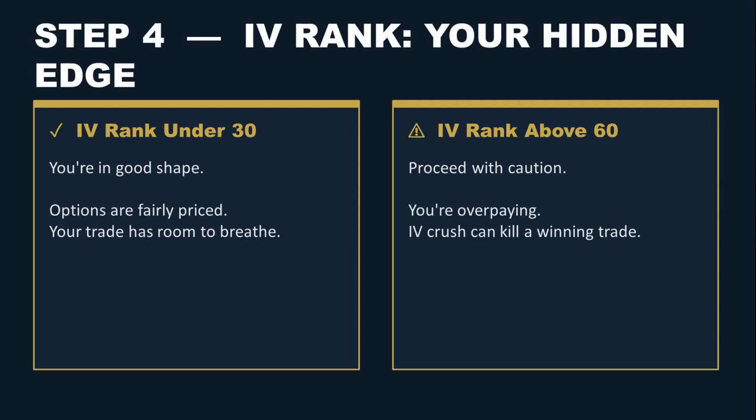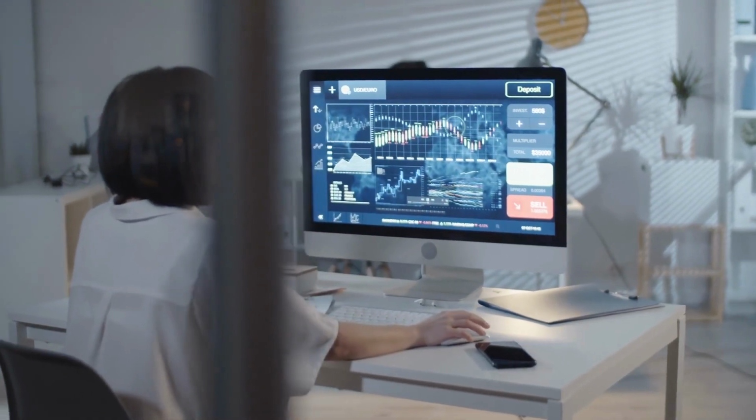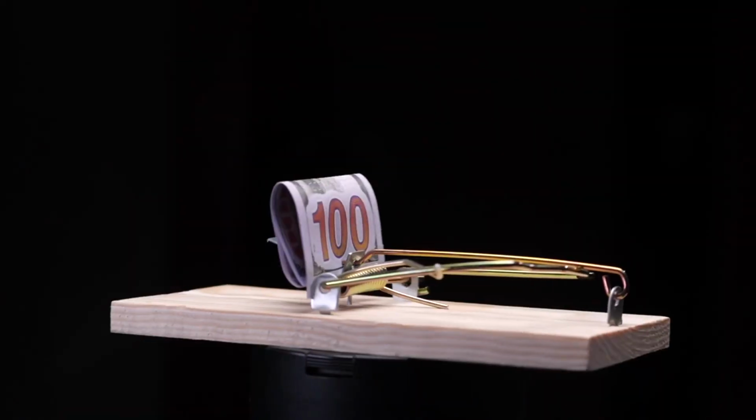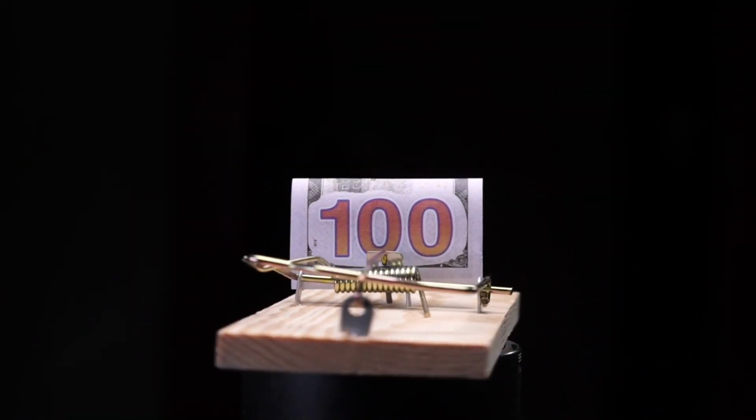Step 4. IV rank, your hidden edge. Now here's the step that most traders skip entirely, and it's the one that explains why you can be right about direction and still lose money. If implied volatility is high when you buy your LEAP, you are overpaying. The stock moves in your favor, but the IV collapses and your option barely moves or goes down. Your rule is simple. IV rank under 30, you're in good shape. IV rank above 60, be very careful. Same stock, same move. One trade wins, one doesn't. That's the volatility trap. Now you know how to avoid it.